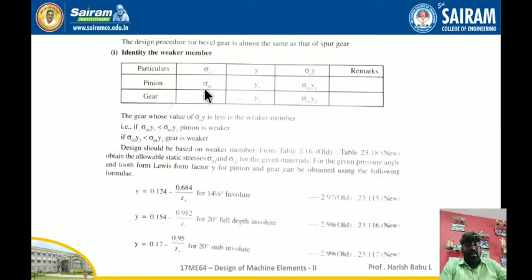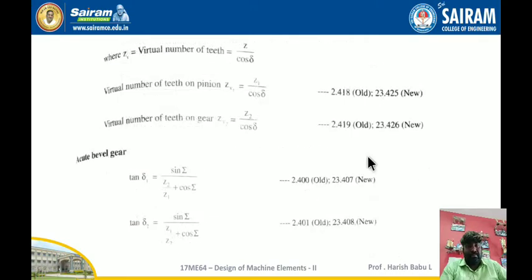You want to take the allowable stress from the table 23.18. And for the Lewis form factor, you're going to use the formula 23.115. Here again you're going to use ZV, as in the helical gear, that is virtual teeth. ZV will be the virtual number of teeth, Z by cos delta, where delta is nothing but the angle.